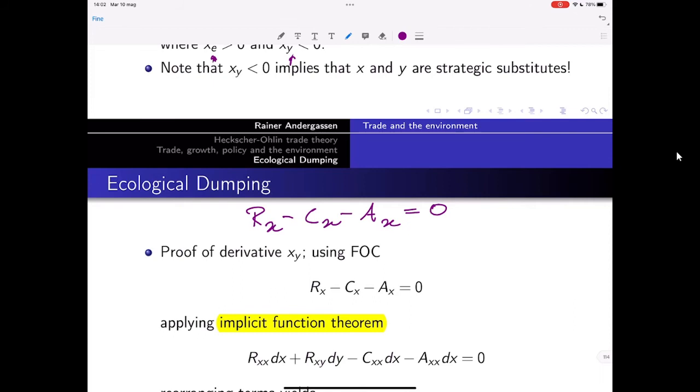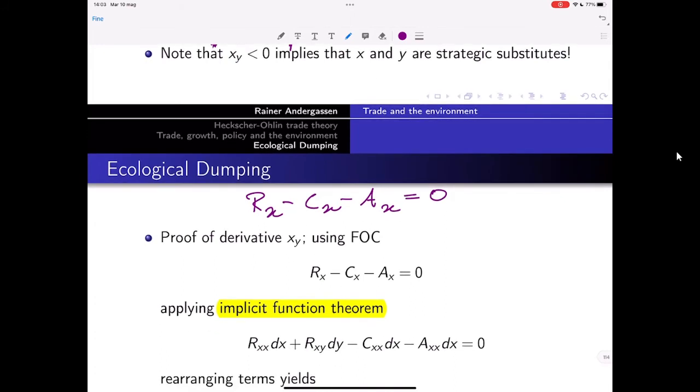Is it clear? I don't have an explicit form, because previously I had written it in an explicit way, so there was no need for applying the implicit function theorem. But now I have the relationship between x and y implicitly defined. That's why I need to apply the implicit function theorem. A technicality. Nevertheless, what I have to do here is take the total differential. I can do this because the function is smooth, meaning that the second derivatives are well defined.